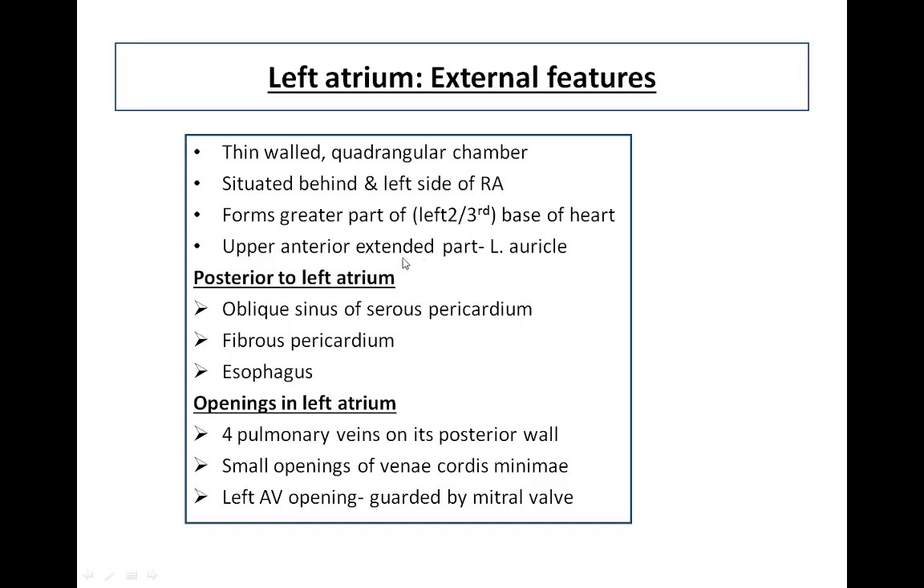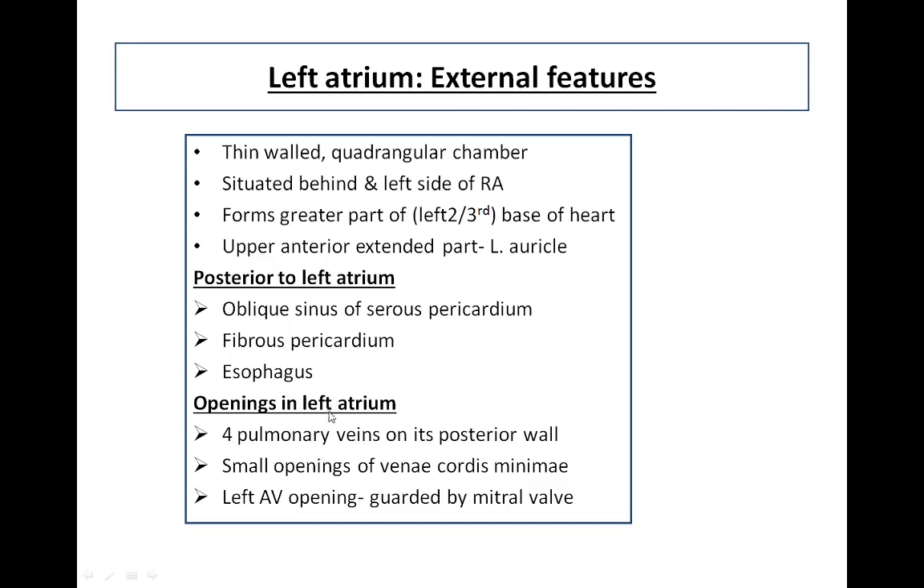Then the upper anterior extended part of the left atrium is called the left auricle. Then posterior to the left atrium, what structure is present? We have the oblique sinus of the serous pericardium. Then the fibrous pericardium, outer to the serous. Then finally the esophagus lies behind your left atrium.